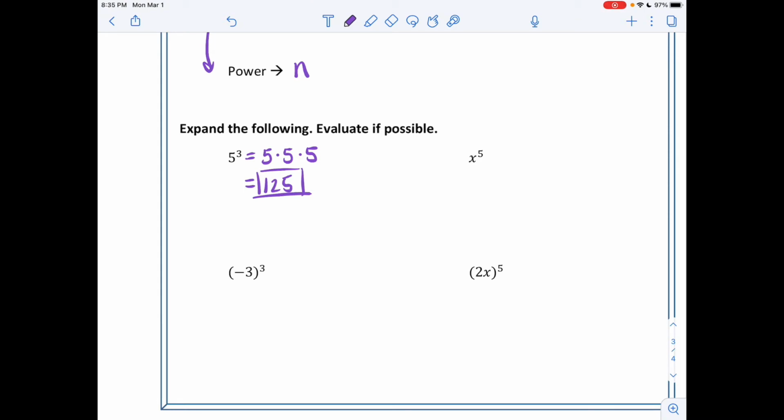X to the fifth is equal to x times x times x times x times x, 5 of them. And since this doesn't have any numbers, we can't actually evaluate it. Let's move on to the next one.